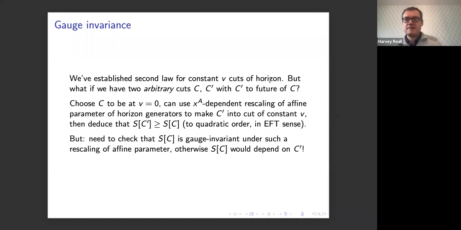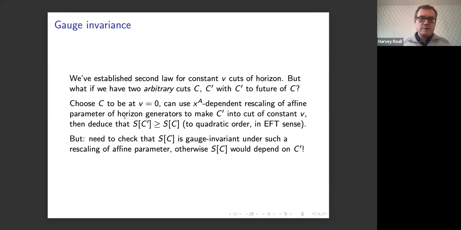Okay, but in standard GR, that's not what we do. We don't fix a coordinate system and only look at constant v cuts. We look at arbitrary cuts of the horizon. And we'd like to relate the entropy of a cut C to the entropy of a cut C primed, where C primed is to the future of C. So how can we do that using this approach?